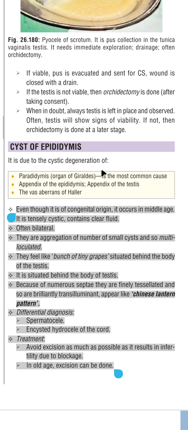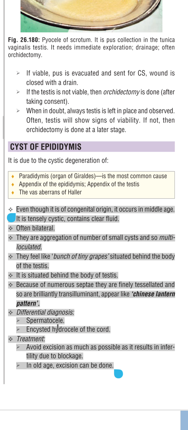Even though it is of congenital origin, it occurs in middle age. It is tensely cystic, contains clear fluid, and is often bilateral. They are an aggregation of a number of small cysts and so are multiloculated. They feel like a bunch of tiny grapes situated behind the body of the testis. Because of numerous septae, they are finely tessellated and so are brilliantly transilluminant, appearing like a Chinese lantern pattern.